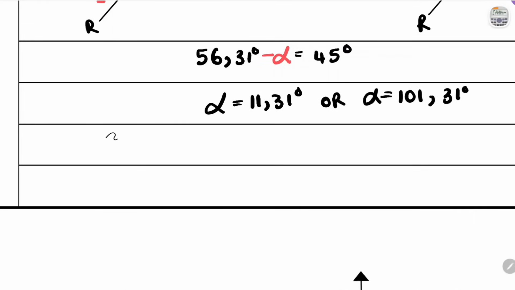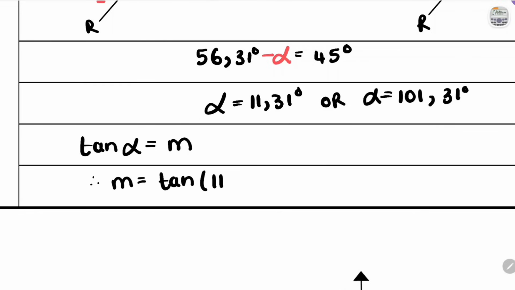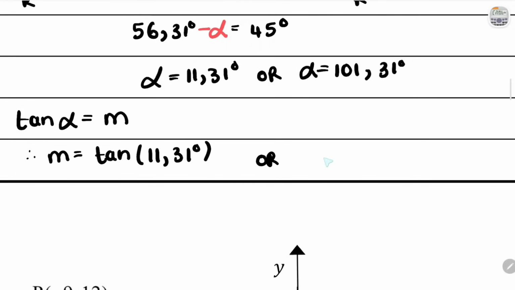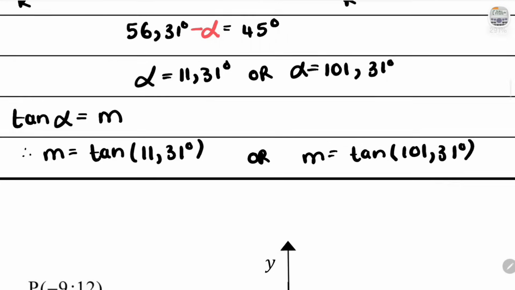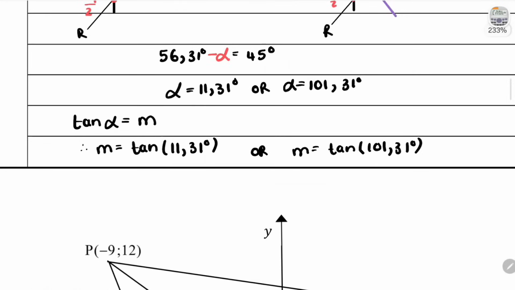So we can use the formula to find this, which is that tan theta, or in this case alpha, is equal to our gradient. So we're simply going to find the gradient by saying tan, and the first angle we'll try is 11.31 degrees. Or it could also be that the gradient is equal to tan of this angle, 101.31 degrees. And let's just find out what those gradients could be.